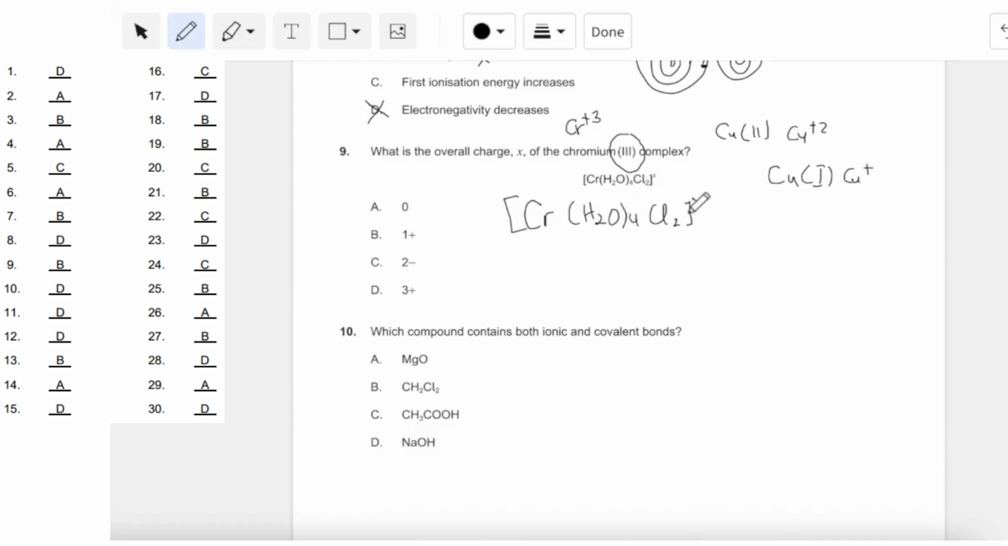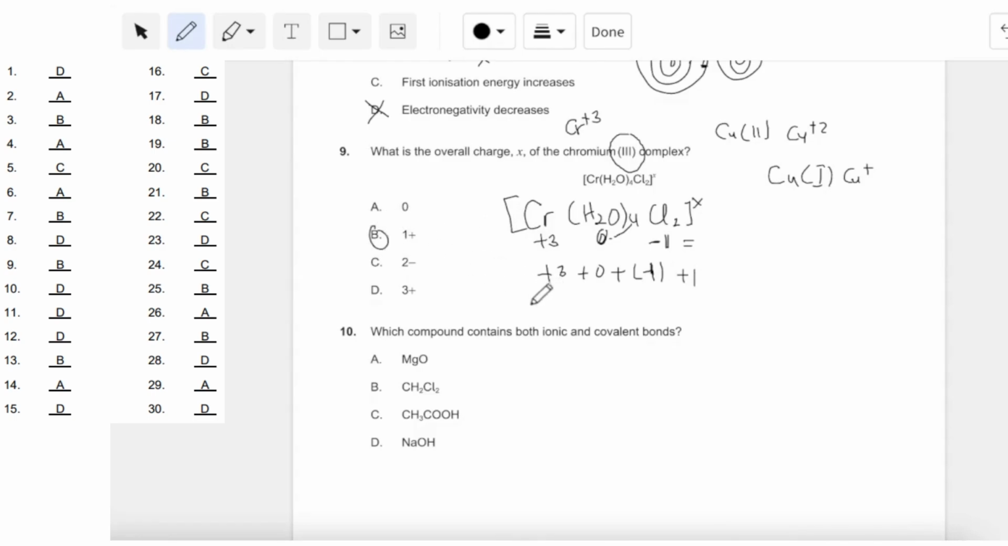So the ligands here are Cl and H2O. The charge of the Cl ligand is -1, and the H2O ligand is 0, so 0 times 4 is also going to be 0. And you guys know Cr is plus 3, so plus 3 plus 0 plus -1 is plus 1. So the answer is B.